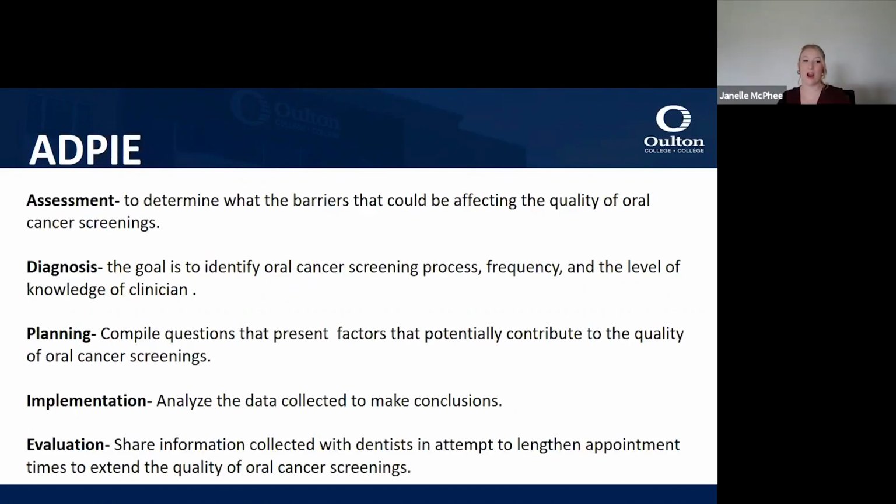For ADPI, our assessment is to determine what the barriers could be affecting the quality of oral cancer screenings. Diagnosis: the goal is to identify the oral cancer screening process, so the frequency and the level of knowledge of that clinician. Planning: compile questions that present factors that potentially contribute to the quality of oral cancer screenings. Implementation: analyze the data collected to make those conclusions. And evaluation: share this information collected with dentists in an attempt to lengthen those appointment times to extend the quality of oral cancer screenings, as oral cancer is such an important thing and needs to be more recognized.